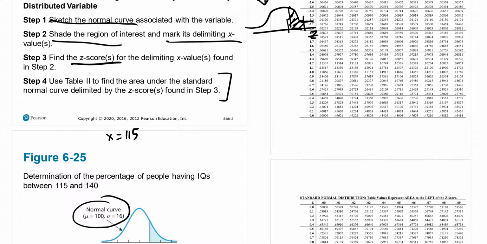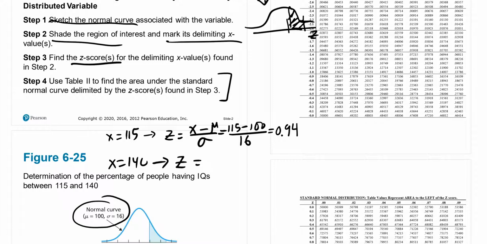But they give us information here: the mean and the standard deviation. So we can find z by using the formula z equals x minus mu over the standard deviation. x is 115, the mean is 100, and the standard deviation is 16. Dividing gives 0.9375, but you should round to 2 decimal places all the time, so that's 0.94. We do the same thing for x equals 140: 140 minus 100 divided by 16 gives 2.50. So these are the corresponding z values.